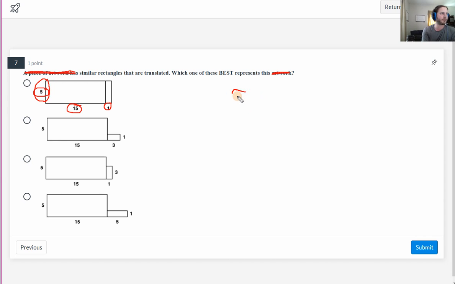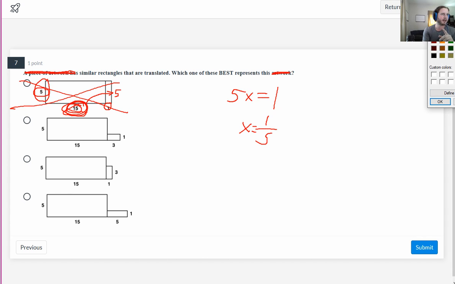Okay, so 5 times what equals 1? Well, that would be 1/5, wouldn't it? So I would have to do 1/5 times 15 and see if that matches the new long side, which is 5. Well, you can kind of look at it and be like, no, 15 times 1/5 would equal 3, not 5. So we already know this answer choice is gone. That's done. Let me switch colors for my marker here.